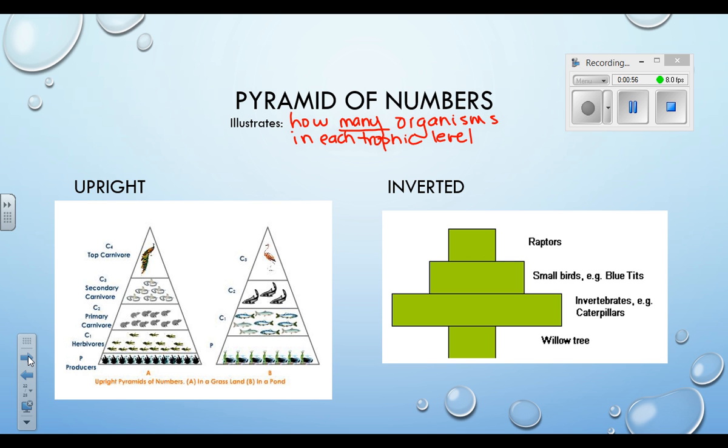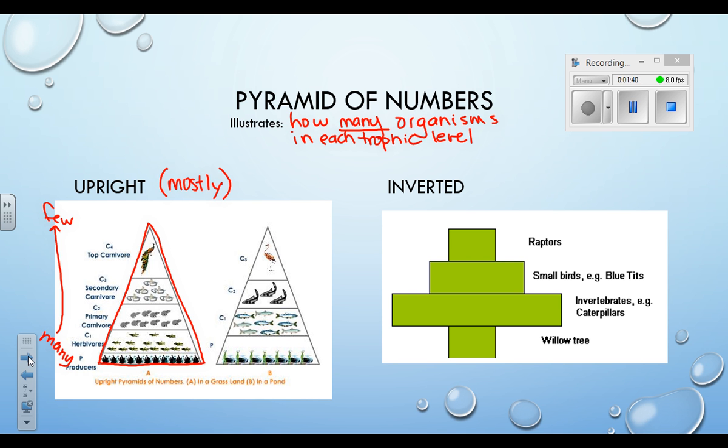Most of the time, a pyramid of numbers will be what we call upright. In an upright pyramid of numbers, the base is the biggest, and then it gets smaller as you go up each level. So I have a couple of sample food chains there just to illustrate this. In a lot of pyramids of numbers, you will have many, many producers. There will be a ton of them. And then by the time you go up to the top, there will be very few of whatever carnivore or consumer is at the top of the food chain.